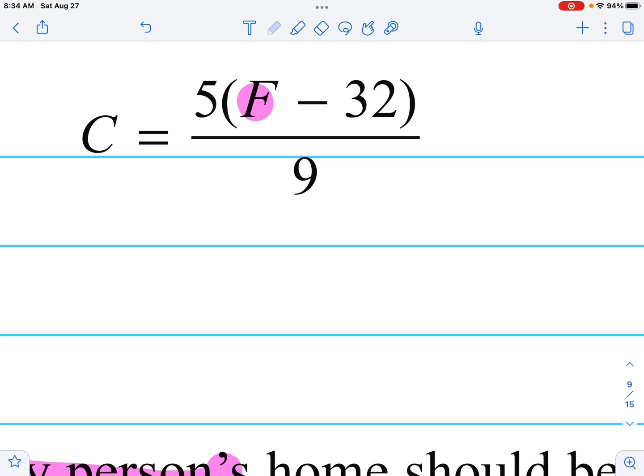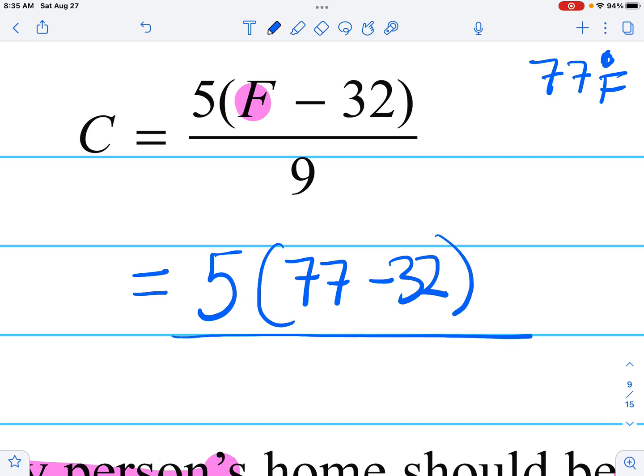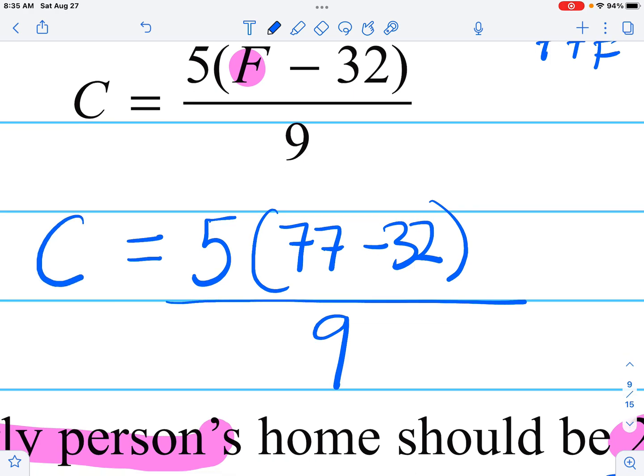So we have 77F, that's what's given. Mrs. Smith, Auntie Smith's house is at 77F, right? And we want to see if she meets the centigrade requirement. Now, can we do that? So, 5 times the 77F I have, minus 32, and then I have the 9. Are we clear on this? And that will give me the C.